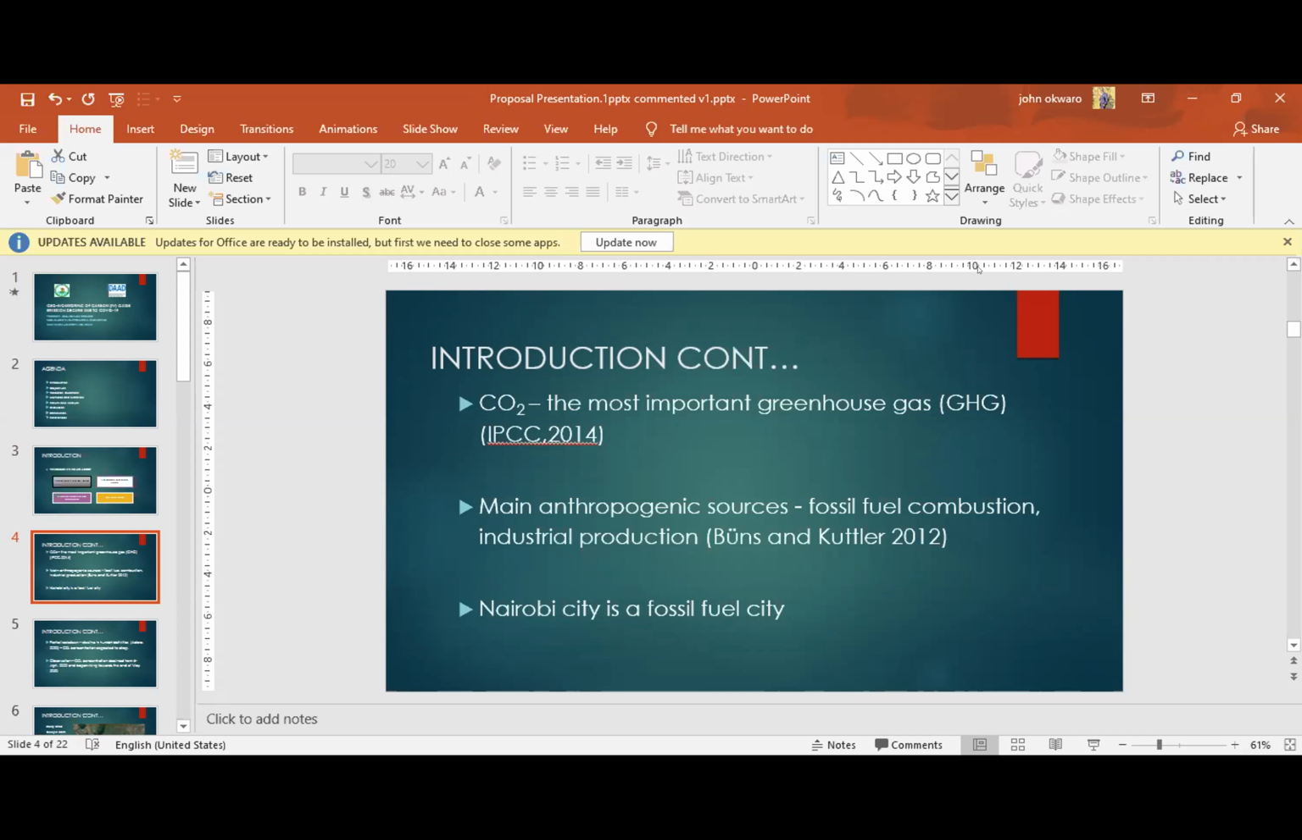So Nairobi city is a fossil fuel city. It means that most emissions are due to fossil fuel combustion. And therefore, if we can reduce the fossil fuel combustion, then we're likely to see lower concentrations of carbon dioxide and other gases that may cause air pollution and other hazards to human beings and the environment.